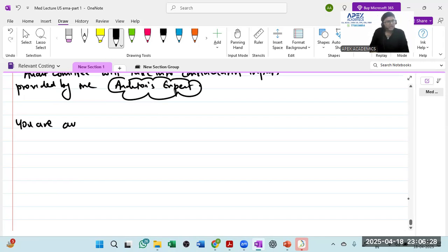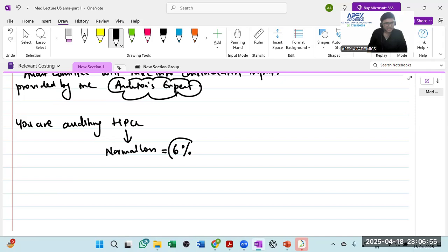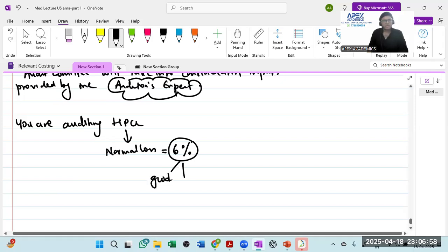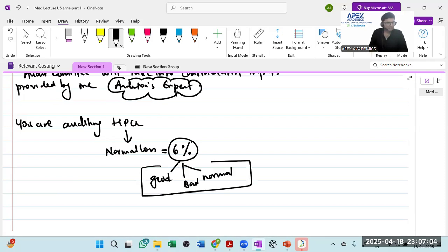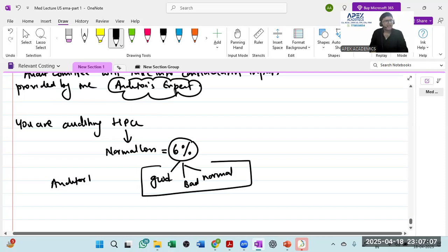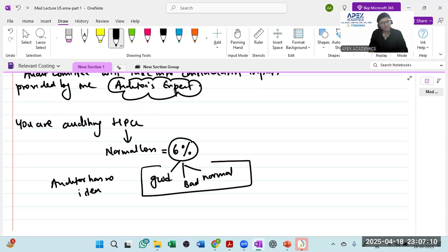You are auditing, let us say, HPCL, Hindustan Petroleum Corporation Limited. Now, HPCL says that our normal loss in manufacturing is 6%. You have no idea whether this 6% is good, bad, or normal. The auditor has no idea about this particular aspect.